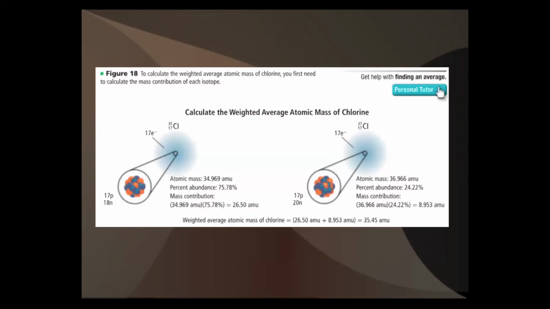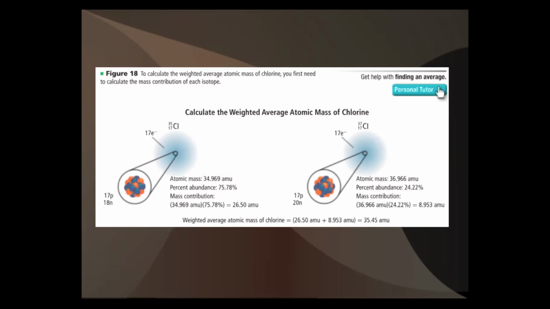So to get the average mass of isotopes, we did this with a Chex Mix on Friday. You take the mass of that one particular atom. In this case, we're looking at this one right here. Its mass is 34.969 AMUs. Percent abundance, 75.78%. You get the mass contribution: you multiply the mass of the atom by its percent abundance. Same thing with the other one. Mass times percent abundance. You add these two together, 26.5 plus 8.953. That gets you the average mass of the sample.